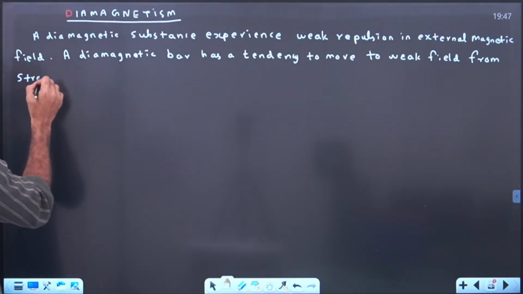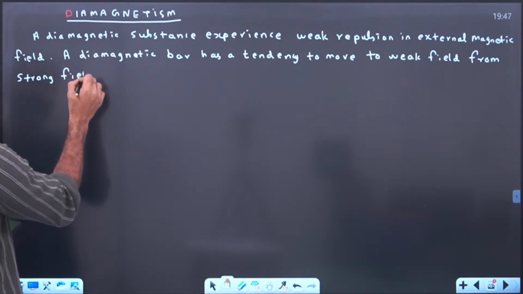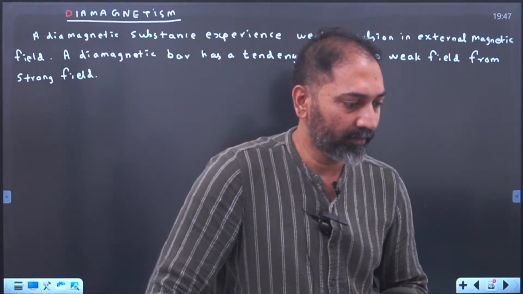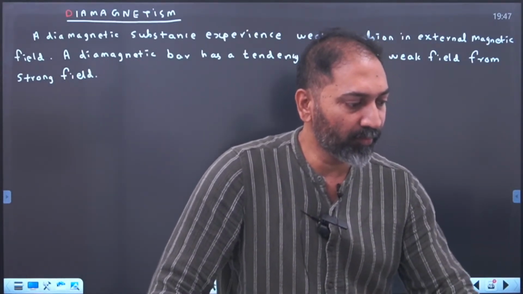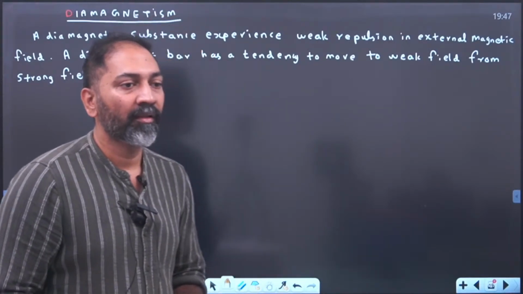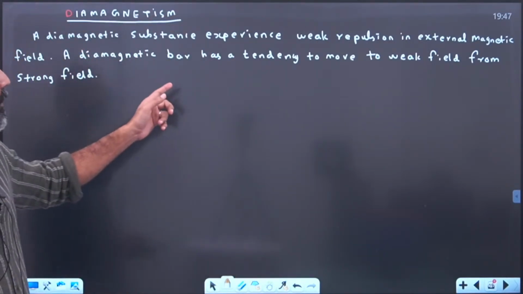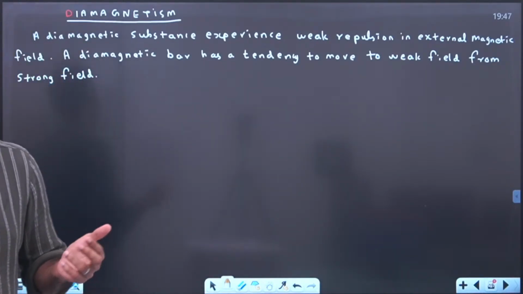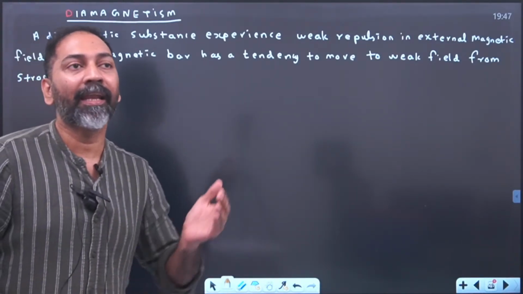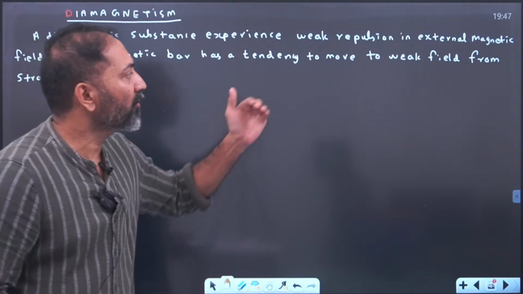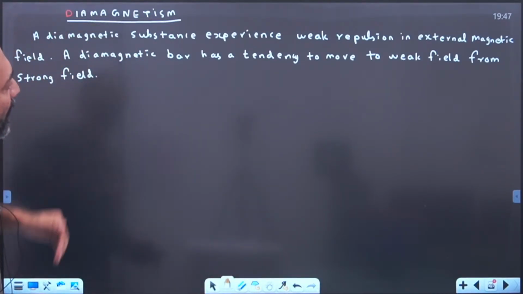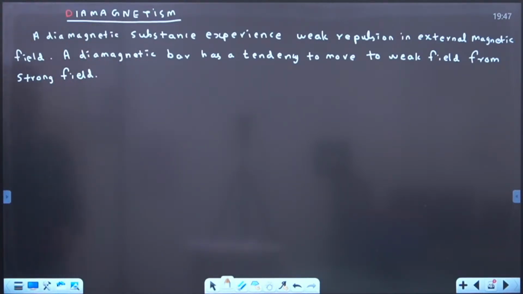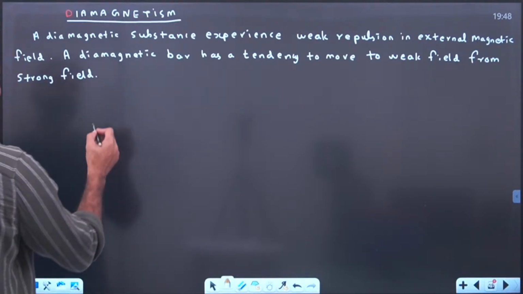So what happens when you place a diamagnetic substance in an external magnetic field? When a diamagnetic bar is placed in an external magnetic field, it has a tendency to move from strong field to weak field. Move to weak field from strong field. That is the tendency of a diamagnetic substance when it is placed in an external magnetic field.